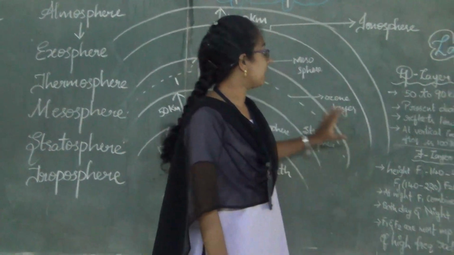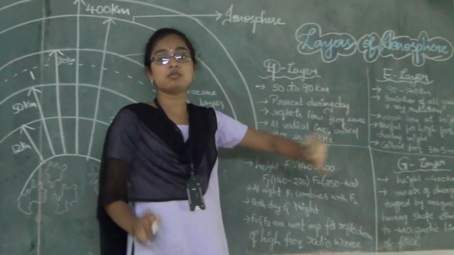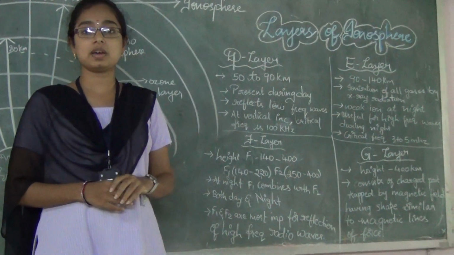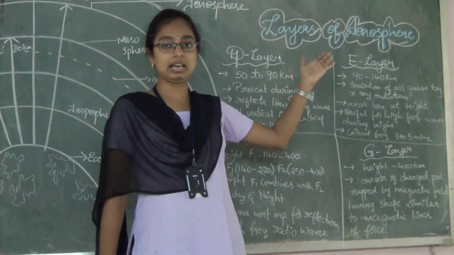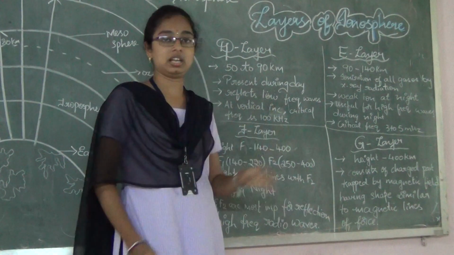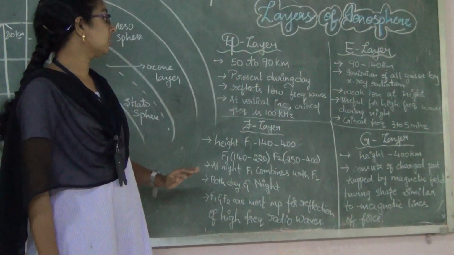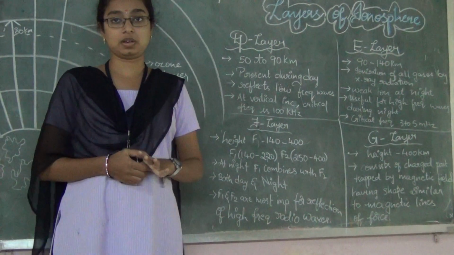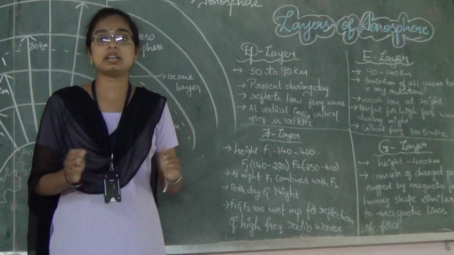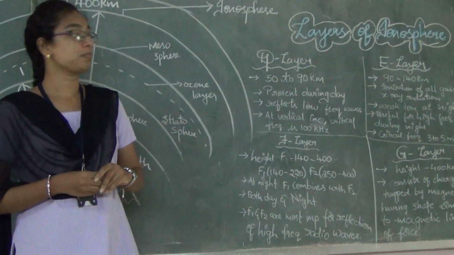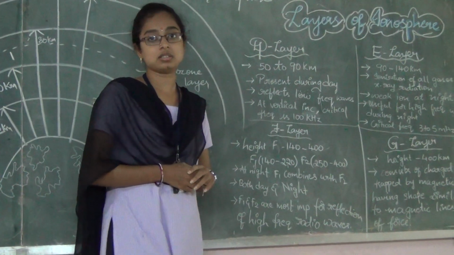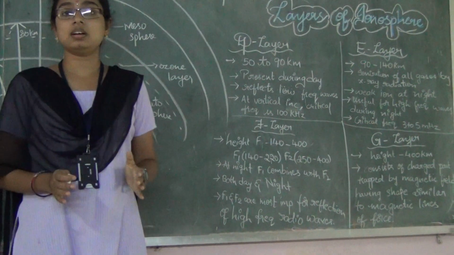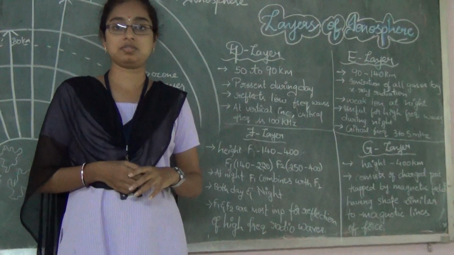Now the ionosphere has four main layers: D layer, E layer, F layer and G layer. The D layer is the nearest layer of the ionosphere, situated very close to the earth. This is at a distance of 50 to 90 kilometers, and this D layer produces high frequency waves.